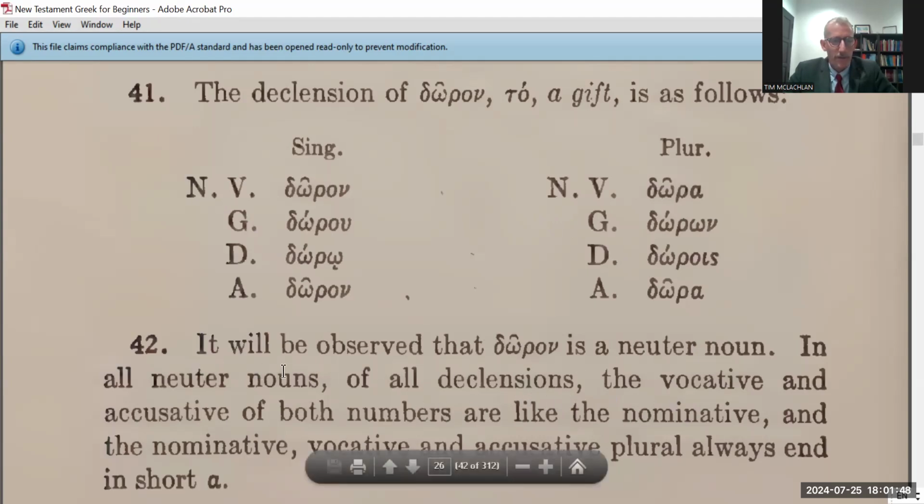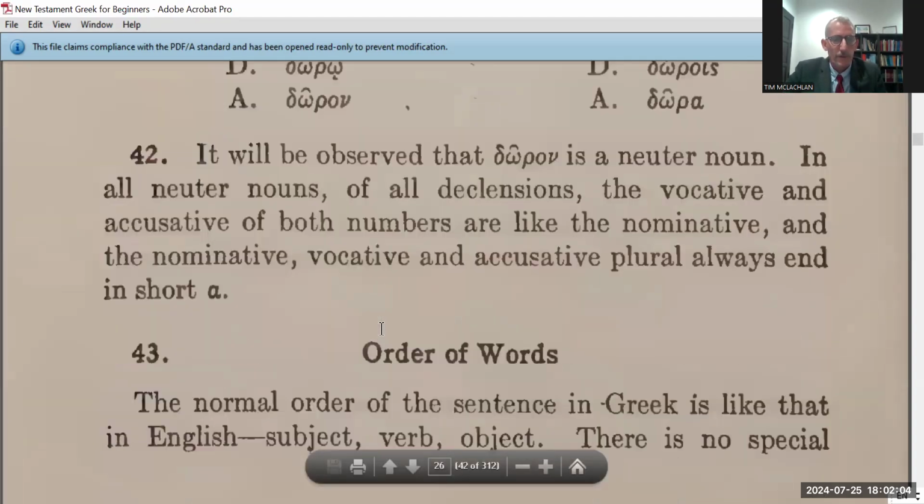And let me do this again. In all neuter nouns of all declensions, the vocative and accusative of both numbers are like the nominative. Sorry, and the nominative, vocative, and accusative plural always end in the short a. So it's dora, means a gift. Okay, but you can have a look through that. You've got the textbook now.